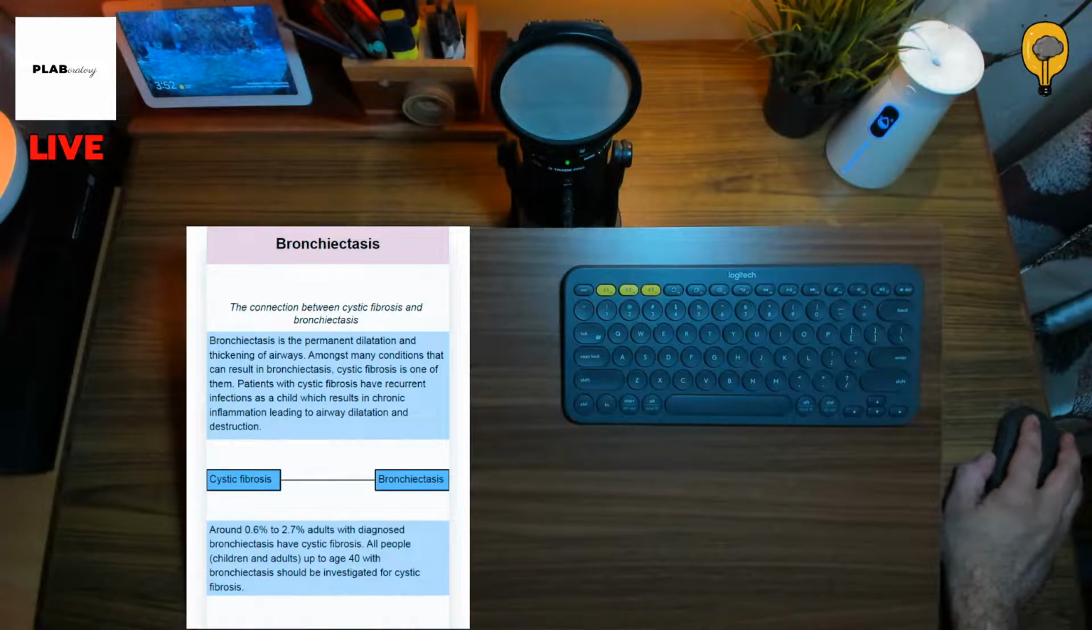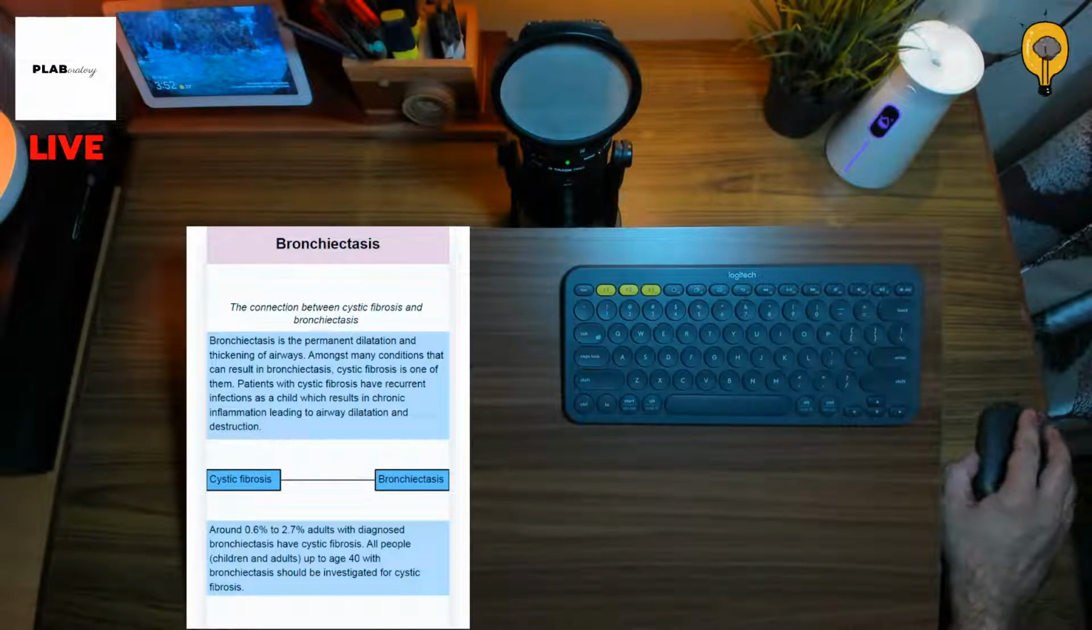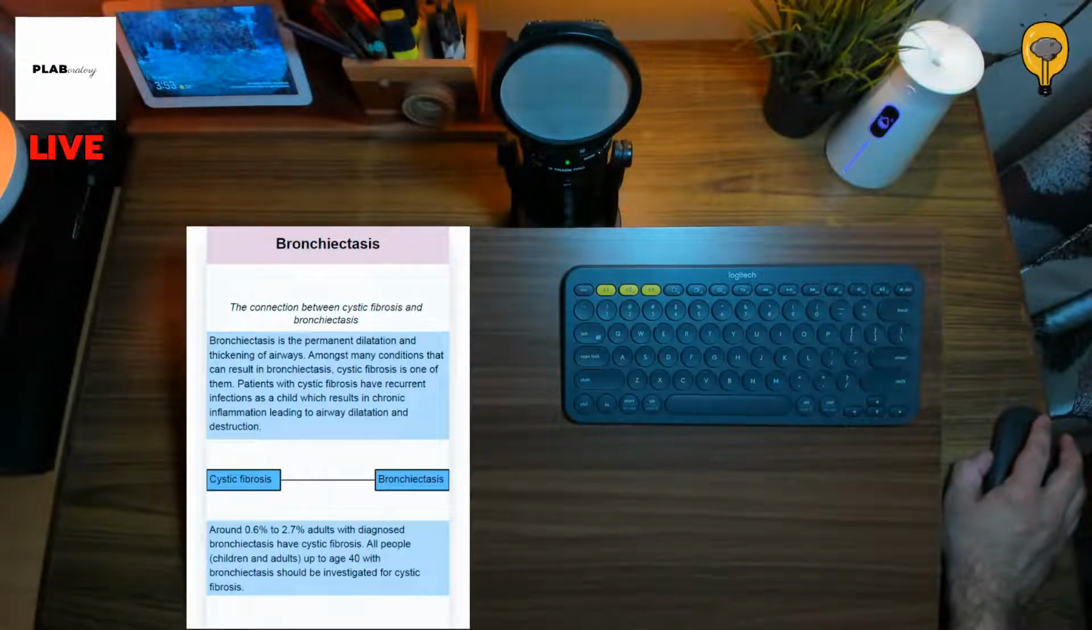Now the connection between cystic fibrosis and bronchiectasis. Bronchiectasis is the permanent dilatation and thickening of airways. Amongst many conditions which can result in bronchiectasis, cystic fibrosis is one of them. Patients with cystic fibrosis have recurrent infections as a child, which results in chronic inflammation leading to airway dilatation and destruction.